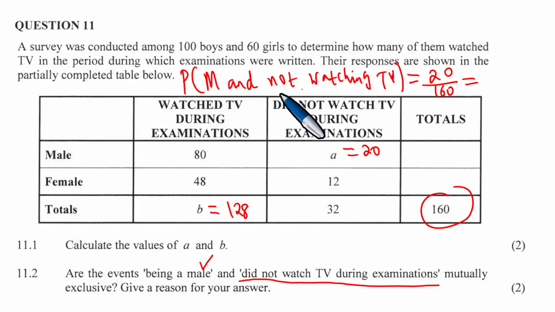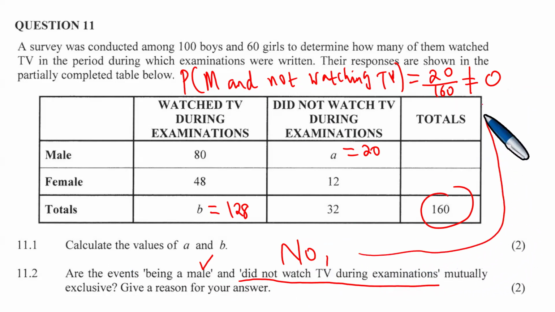But the probability of male and not watching TV is not equal to 0. Right. So are the events male and did not watch TV during examinations mutually exclusive? No. The answer is no. Why? Because this probability is not equal to 0. The probability of male and not watching TV is not equal to 0. Let us look at the next question.